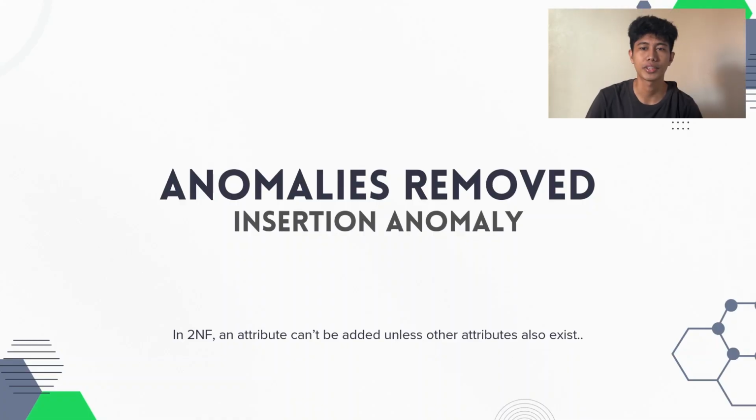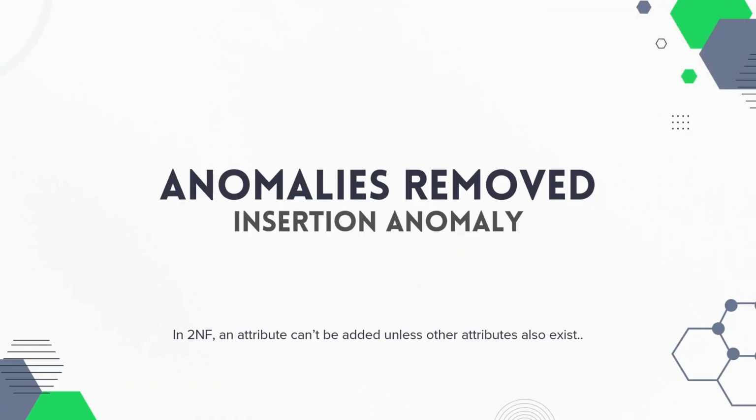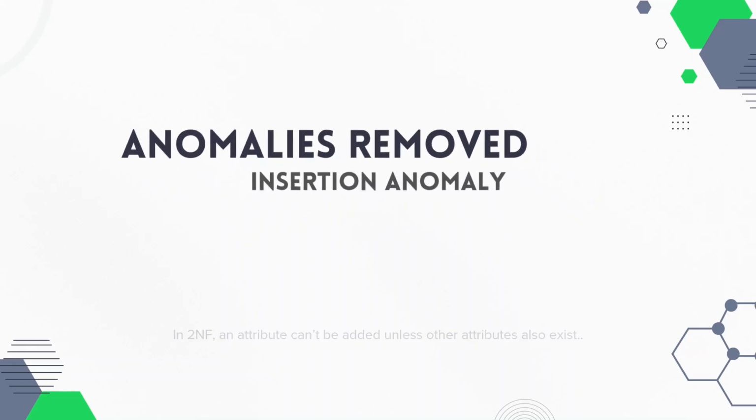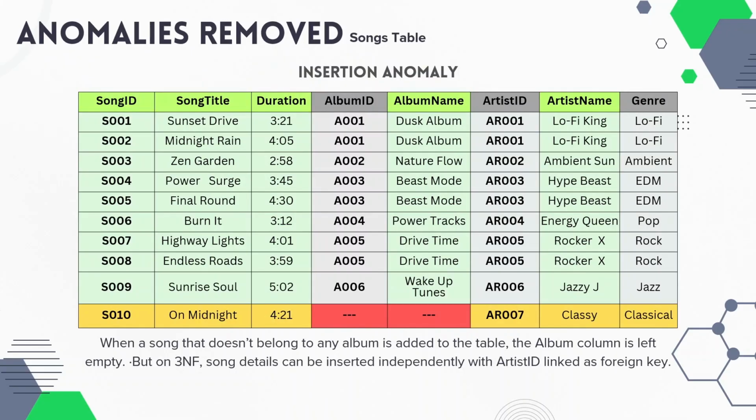Now let's talk about the anomalies that are solved by moving from 2NF to 3NF. Anomalies removed: insertion anomalies. When a song that doesn't belong to any album is added to the table, the album column is left empty. But in 3NF, a song's details can be inserted independently with artist ID linked as a foreign key.